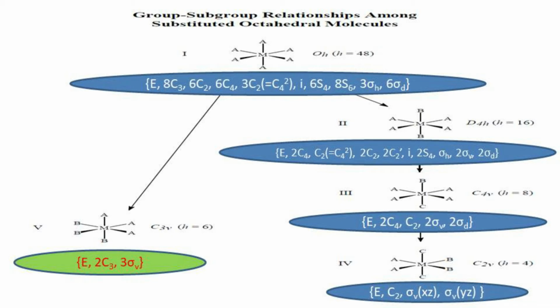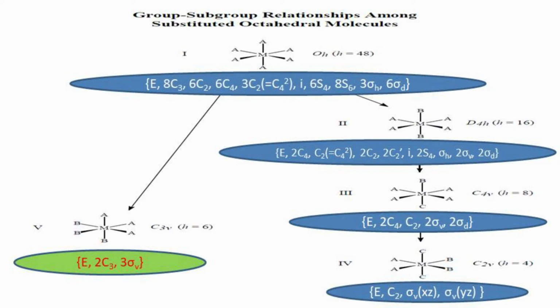Now come to the last structure. That's structure number 4. That's a C2V point group. The order of that point group is 4. We can divide 8 by 4. So C2V is a subgroup of C4V. We can divide 16 by 4. So C2V is a subgroup of D4H. We can divide 48 by 4. So C2V is a subgroup of octahedral. So it is just a superficial knowledge of the division of any group with the help of order. Now we have to study it in detail.